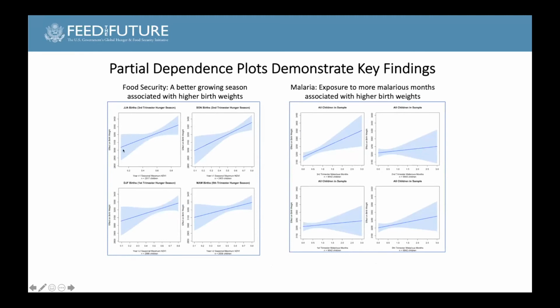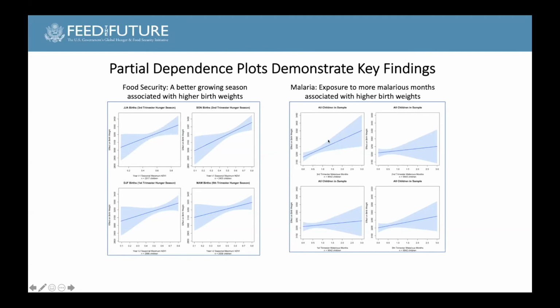And what our results show is that when your hunger season is less severe, so when the growing season the year before was good and the hunger season this year is probably less severe, you're less likely to be exposed to food insecurity for a long period of time during the third trimester. Then your baby is heavier at birth. So it's more likely to be healthy when your hunger season is less severe. And that's true for every trimester.